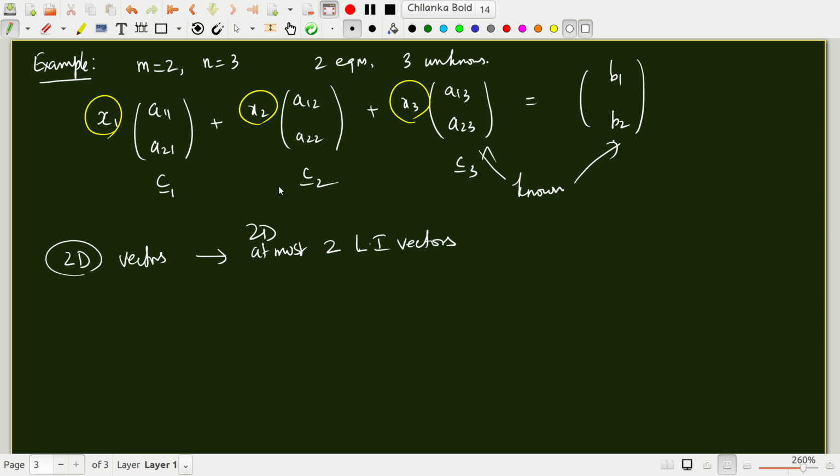But you are trying to expand a vector in 2D space in terms of three vectors. This cannot be a unique expansion, because in a 2D space you can at most have two linearly independent vectors, let's say c1 and c2. You cannot have one more vector c3. c3 cannot be linearly independent. It will be linearly dependent on either c1 or c2. So this expansion cannot be unique. That means that the solution set x1, x2, x3 cannot be unique.